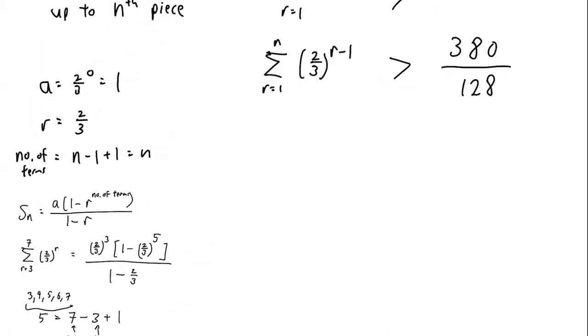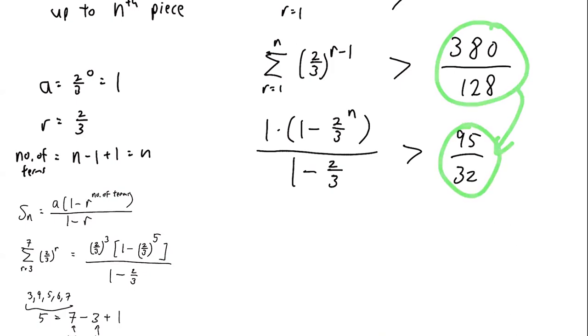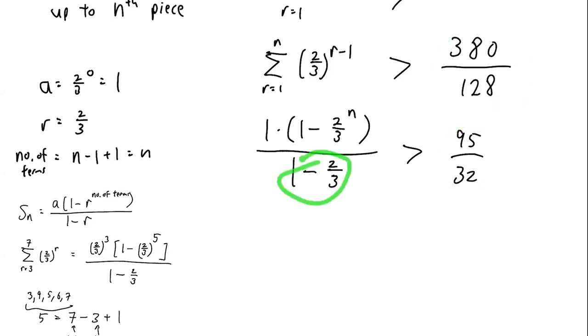So first term is actually a 1. Then you multiply by 1 minus the common ratio, 2/3, raised to the power of number of terms, and close bracket, all divided by 1 minus the common ratio. This is more than 380 over 128. 380 divided by 128, what do you get? 95 over 32. I just simplified the fraction using a calculator to 95 over 32. Then 1 minus 2/3 is what? Is 1/3. If you bring it on top, you actually get a 3 times. Right? So 3 times of 1 minus 2/3 power n, more than 95 over 32.